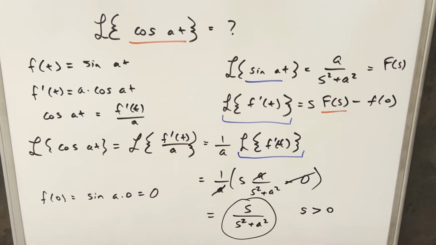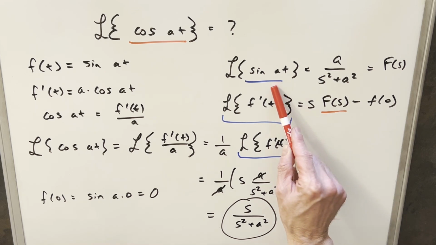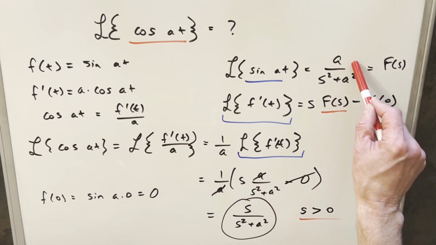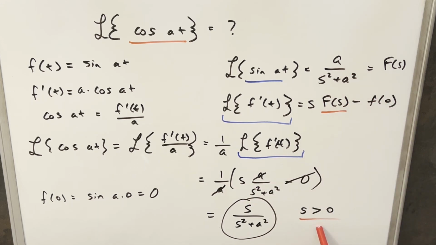One quick note on this, we still have this condition that s needs to be greater than 0. This we found in the previous video when we were doing the Laplace of sine at, and we're using that formula from the previous video where we had this condition that s needs to be greater than 0. So we still need to include this with our answer here as well.